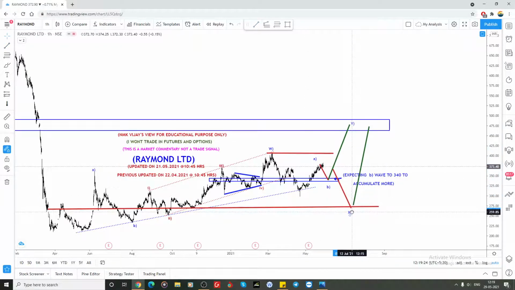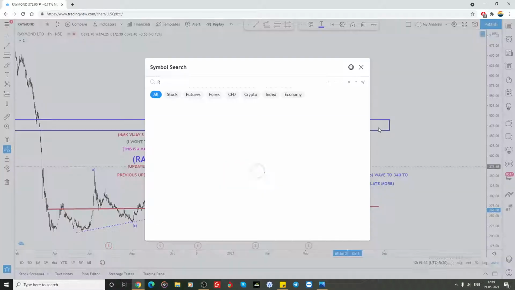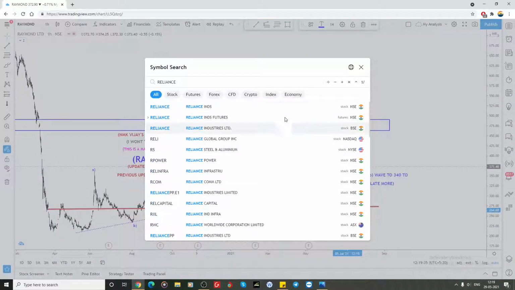Then the X wave will be here. After that, the 3-wave structure for the Y is nearly 500, near to that, I am expecting. So next is Reliance Industries.